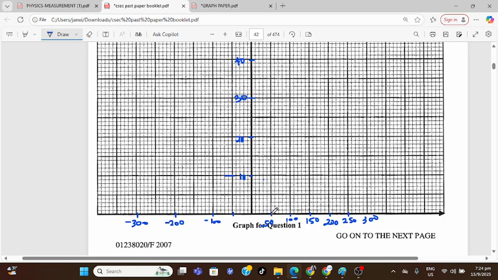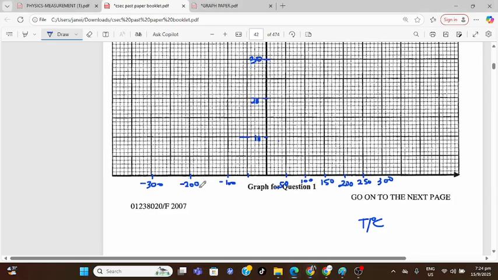Now what I need to do is plot my first point. I'm going to write it down. On my x-axis, it's going to be 20 for my x. And for my y, it's going to be 49.1.